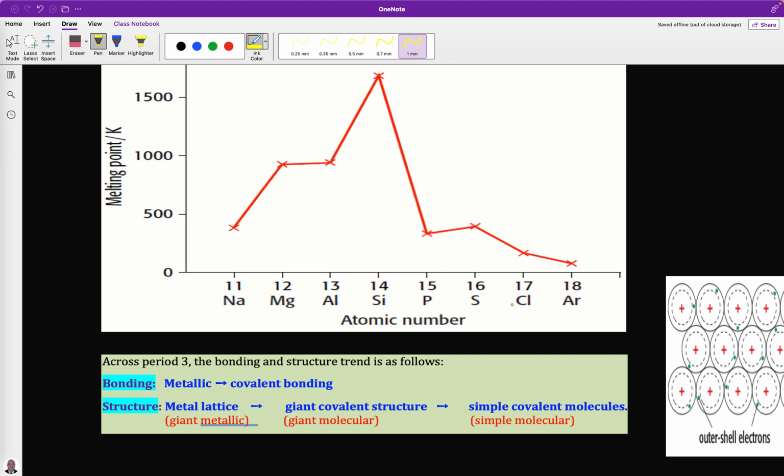So argon, being a gas, the forces holding the gases together are what we call weak van der Waals forces. There are also weak intermolecular forces between phosphorus, silicon, and sulfur. It is just the nature of their structure, a simple covalent or simple molecular structure, that makes them have the higher melting point.